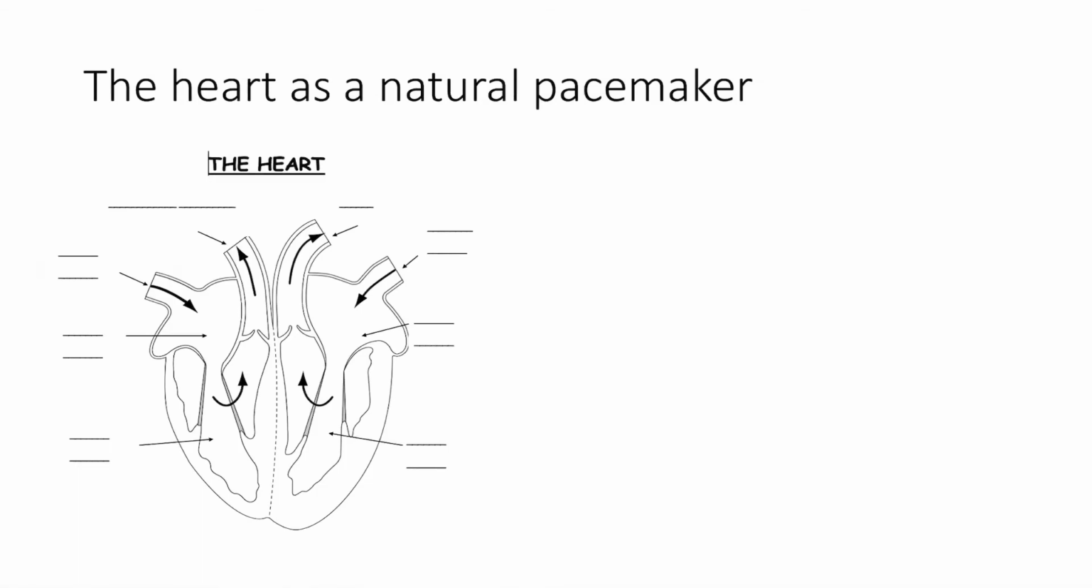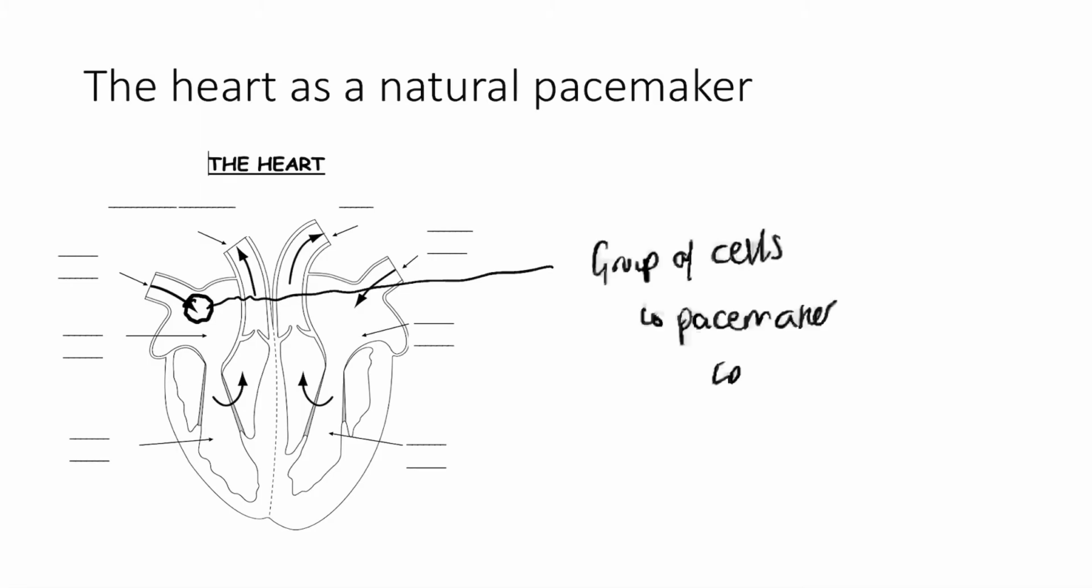So the heart has a natural pacemaker. Our resting heart rate is actually controlled by a group of cells that we find in the top of the right atrium, so around here. That is a group of cells that act as a pacemaker. So what that means is they control our resting heartbeat. You don't have to know too much about the ins and outs of how a pacemaker works. You just have to be aware that the pacemaker is found in the right atrium and it controls our heartbeat.